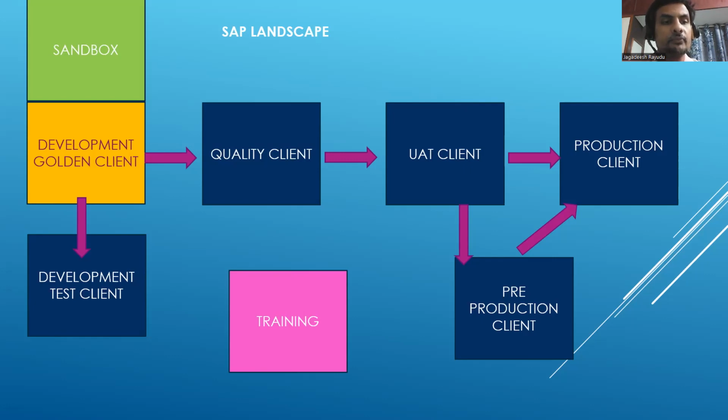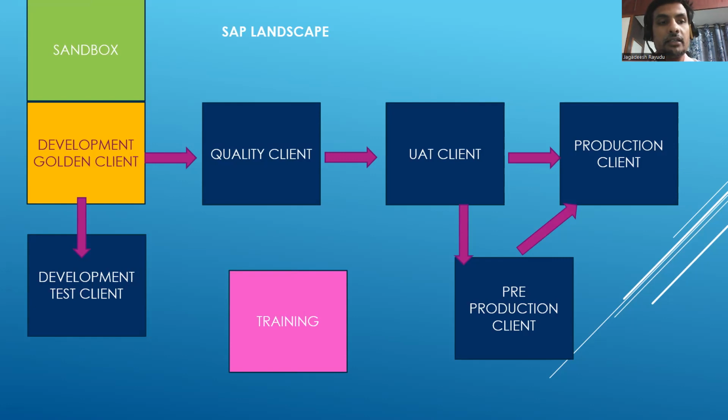Okay, test client. How do you do it? You have a certain process, like a charm process, or else directly through a transport request you are able to move to this. There is one transaction called SCC1. By using this you can copy from your development system to this.